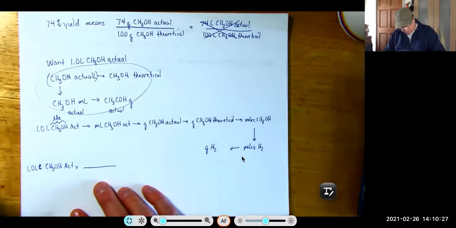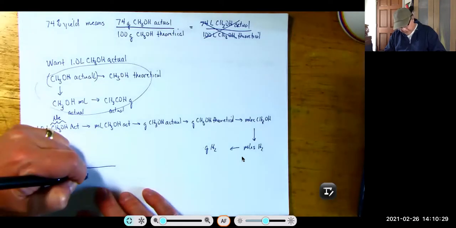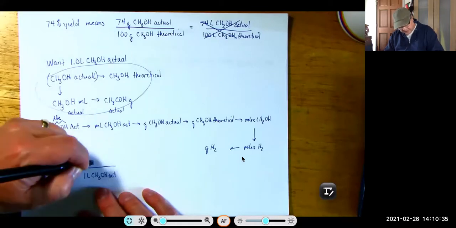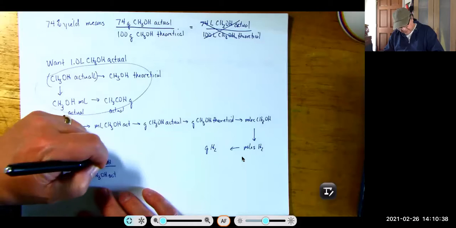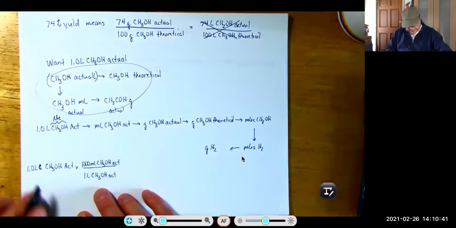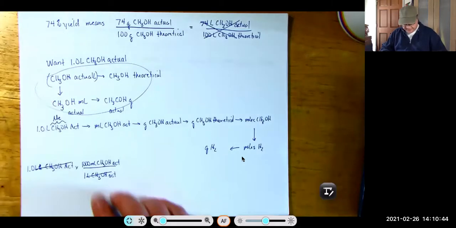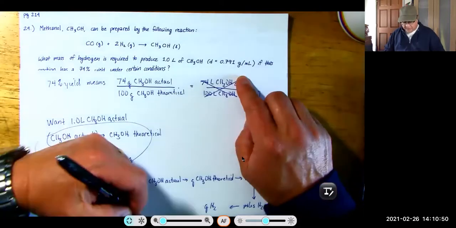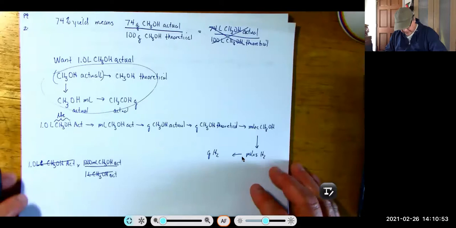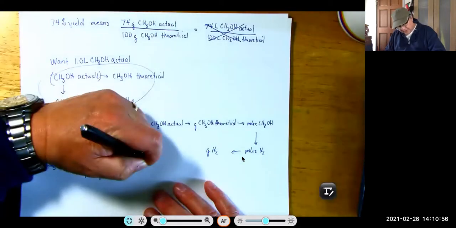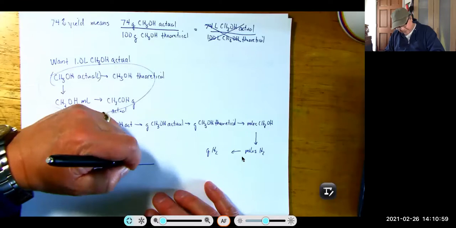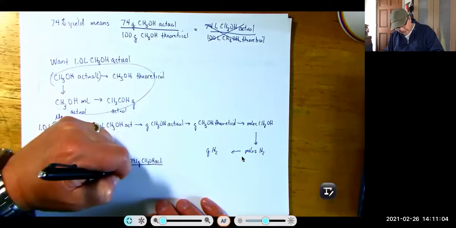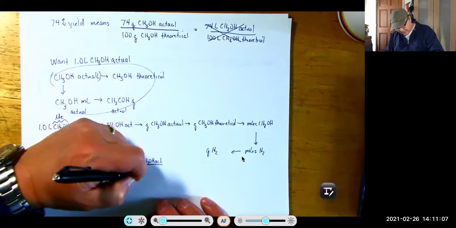Okay, so now there's 1 liter of methanol actual per 1,000 milliliters of methanol actual. So here I'm getting rid of the liters and I'm putting it into milliliters. And the reason for that is because the density is given in grams per milliliter. So I'm going to multiply by 0.791 grams of methanol actual per 1 milliliter of methanol actual.